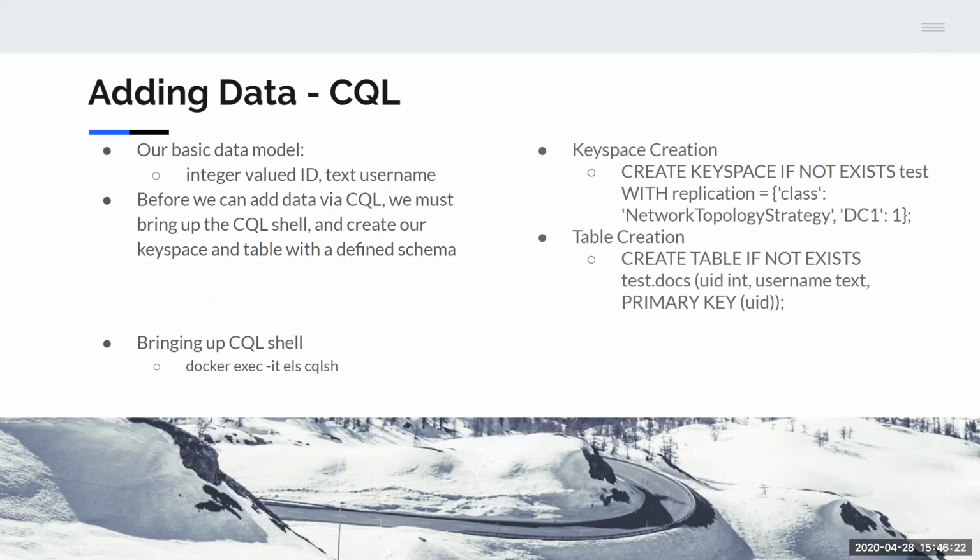So step one of that is bringing up the CQL shell, which we are running in our Docker container that Elassandra is running in, using the command docker exec -it els cqlsh. And then once that is up, we need to create a keyspace, which is a Cassandra term. Essentially, it is the top level data storage. And then within that keyspace, we need to create a table using a particular schema. And that's where we define that we have UID, which is an integer, and username, which is a text. And we also tell Cassandra which one of them is our primary key, which is what Cassandra uses to sort data primarily.